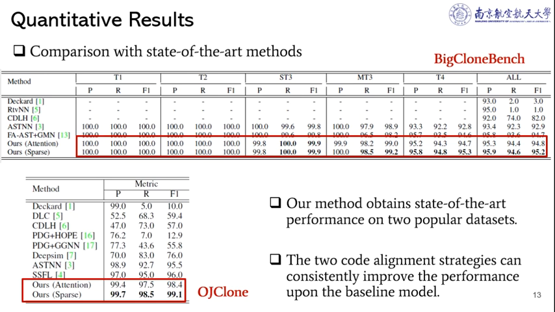Our method obtains state-of-the-art performance on popular datasets: BigCloneBench for Java language and OJClone for C language. The two code alignment strategies can constantly improve the performance compared with the baseline models, and sparse reconstruction-based code alignment has no extra parameter and performs a little bit better than attention-based code alignment.